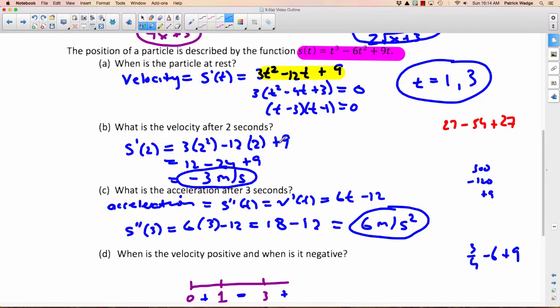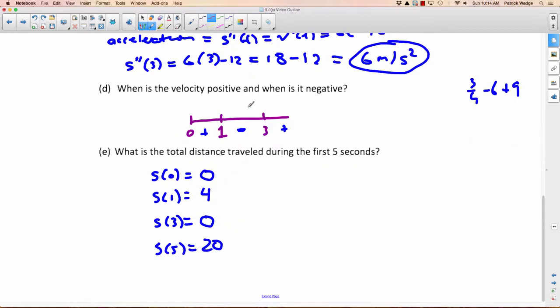And 5. 5 cubed is 125. 5 squared is 25 times 6 is 150. And 9 times 5 is 45. So 125 minus 150 is -25, plus 45 is 20. Okay, so from time 0 to time 1, it went from 0 to 4, which is a distance of 4. Then over the next 2 seconds, from 1 to 3, it went back to 0, which is also a distance of 4. And then over the next 2 seconds, from 3 to 5, it went up to 20, and 0 to 20 is a distance of 20. If you add all of those together, you get a total distance of 28 meters.